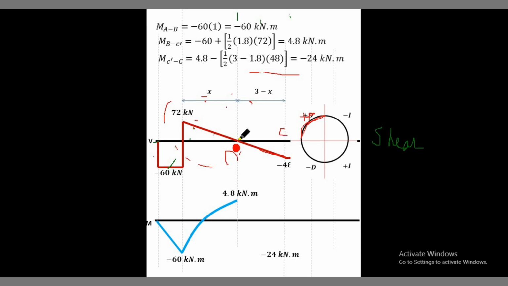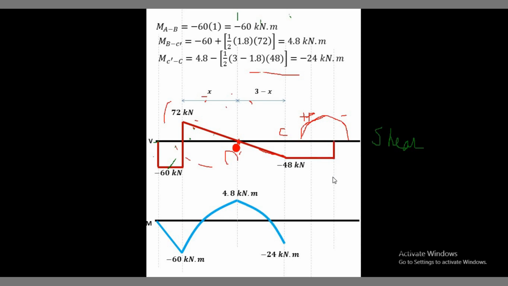So, nag-start ako ng 0, then nag-end ako kay 48. Disregarding the sign, from 0 to 48, that is increasing. But, itong triangle na to ay nasa baba, so that is negative. So, negative increasing, my curve now looks like this one. So, if I'm going to connect 4.8 and negative 24, it looks like that one. Then, from C to D, that is a straight line.